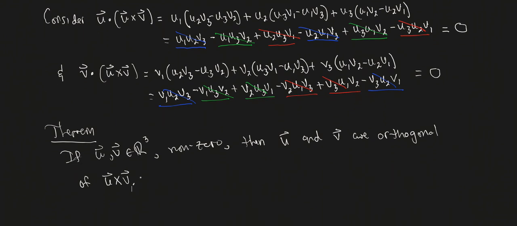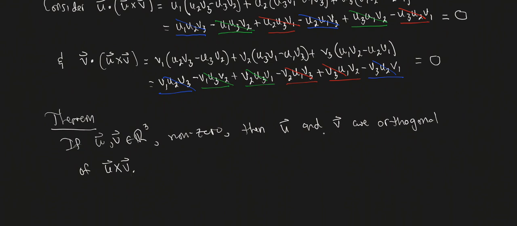So that's pretty remarkable. It's like we start with, let's say, two arbitrary non-zero vectors, and when you compute their cross product, you're going to get a third vector. And I want to emphasize that the cross product is a vector, and that third vector is orthogonal to both of these. Note, it's not saying that u and v are orthogonal. No, it is saying that u is orthogonal to u cross v, and v is orthogonal to u cross v.